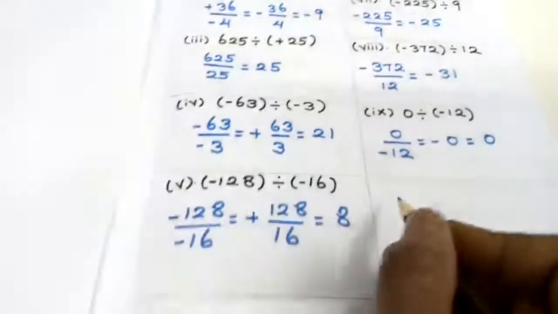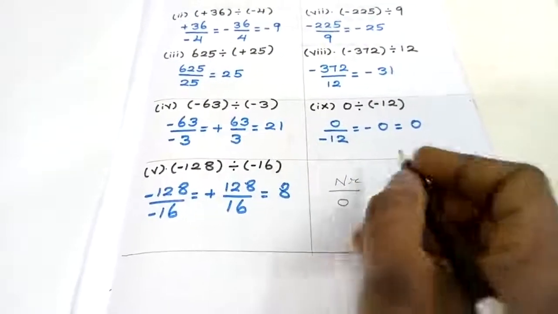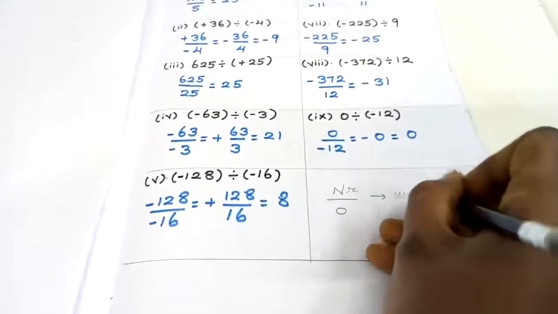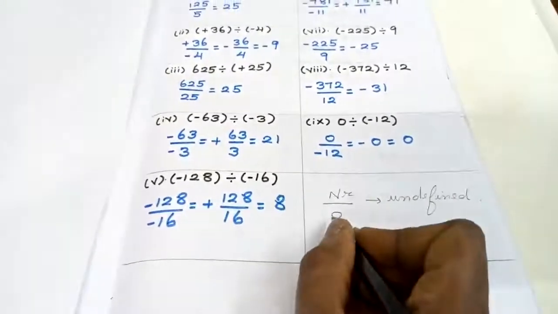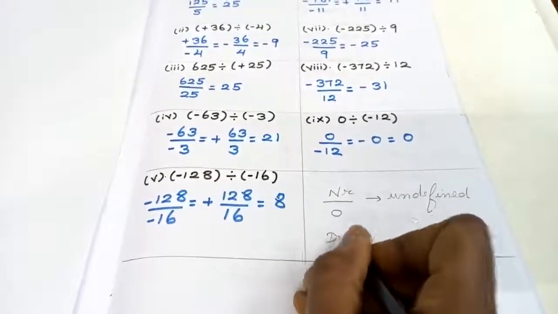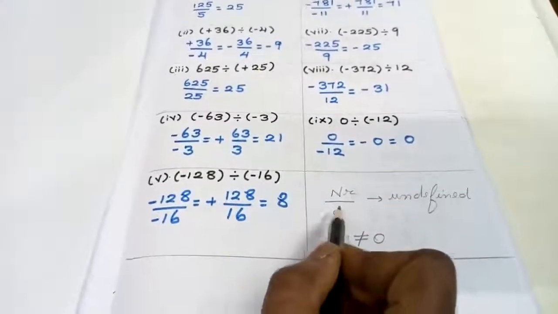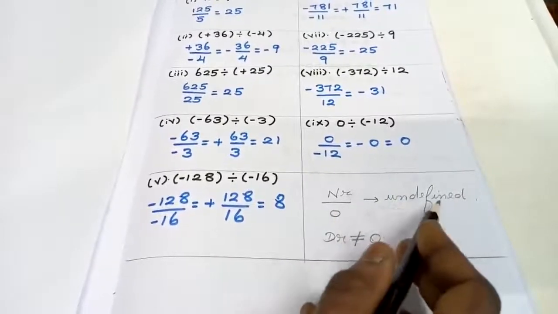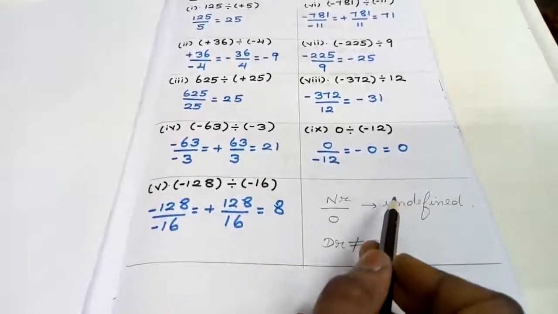But if you have any number as the numerator and the denominator is 0, this is undefined. You can't find the answer. In this format you will not get a value. The denominator will definitely not be equal to 0. They will not give you 0 as the denominator, students. Suppose you get 0, it is undefined. You can't find the answer. If you go to higher classes, they will tell you it is infinity.